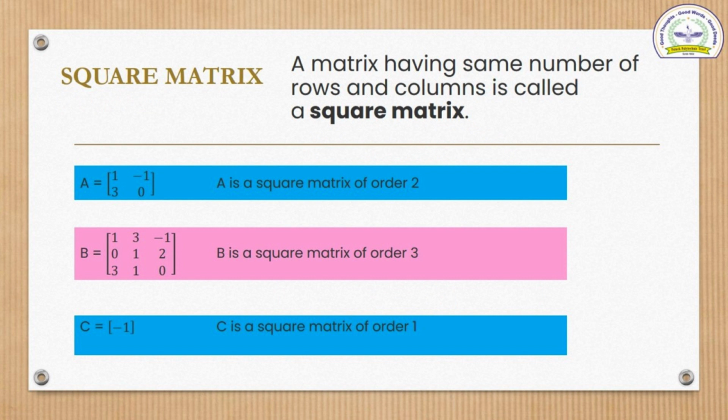Square matrix. If the number of rows and the number of columns in a matrix are equal, then it is called a square matrix. Here, matrix A has two rows and two columns, and thus it is a square matrix of order 2. Similarly, B is a square matrix of order 3 and C is a square matrix of order 1 as it has only one row and one column.